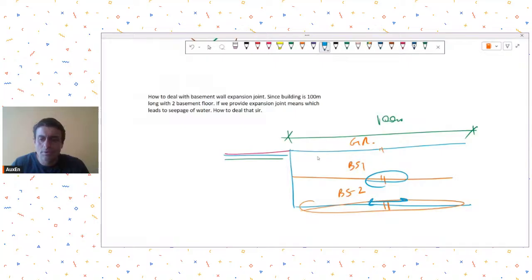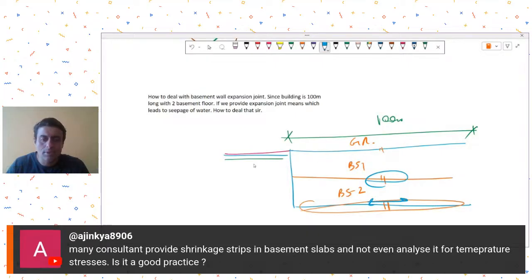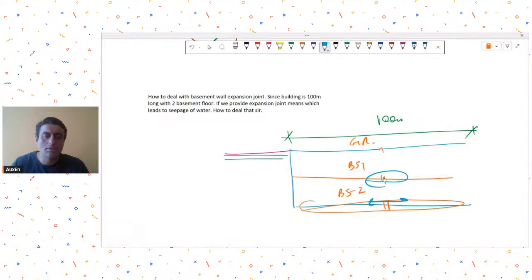Shrinkage strips, it is risky in basement slabs if you are providing them, and let's say you have a water table. If you are providing pour strips or shrinkage strips, it is also not a suggested scenario for basements where you are going to have the possibility of water coming in. Even shrinkage strips is not a good way.